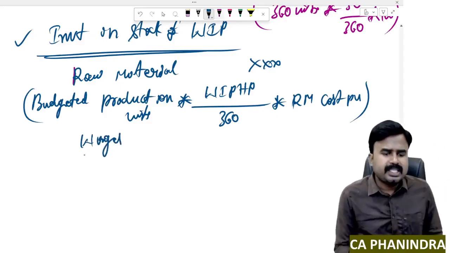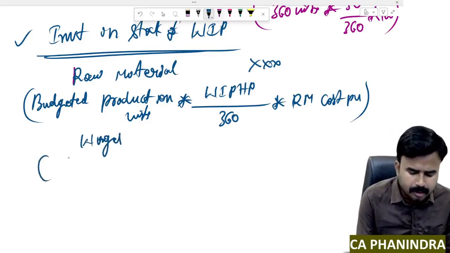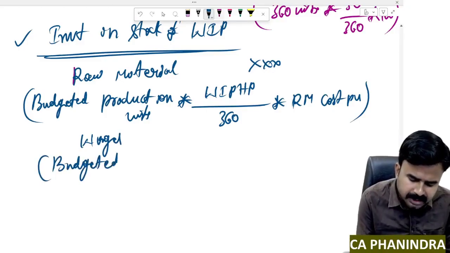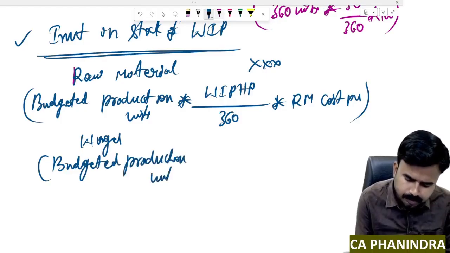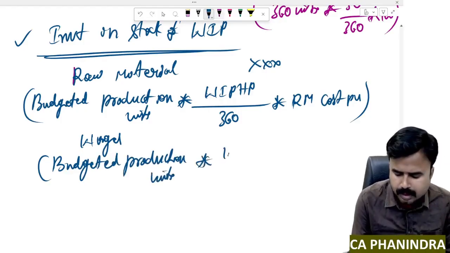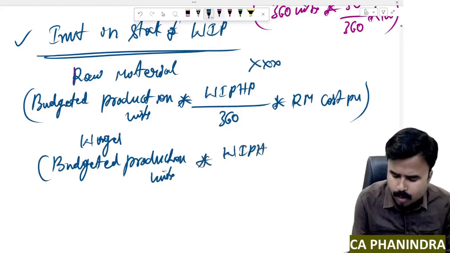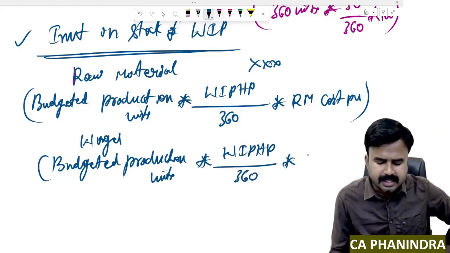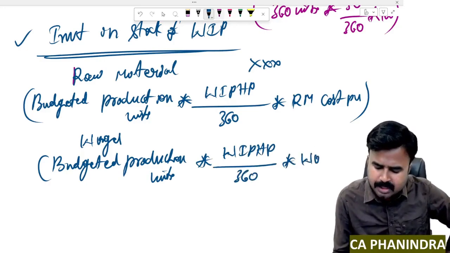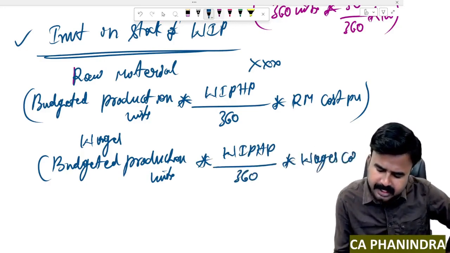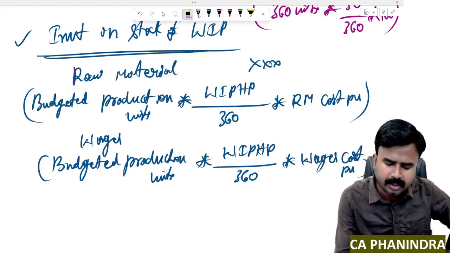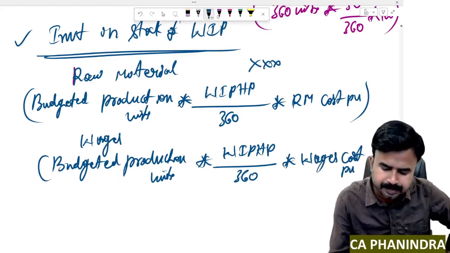When it comes to wages cost, the formula will be changed slightly. Budgeted production units into the same term, work in progress holding period divided by 360 days into, since it's a wages component, you have to write wages cost per unit. Wages cost per unit of product. See, this is not the end of the story here actually.